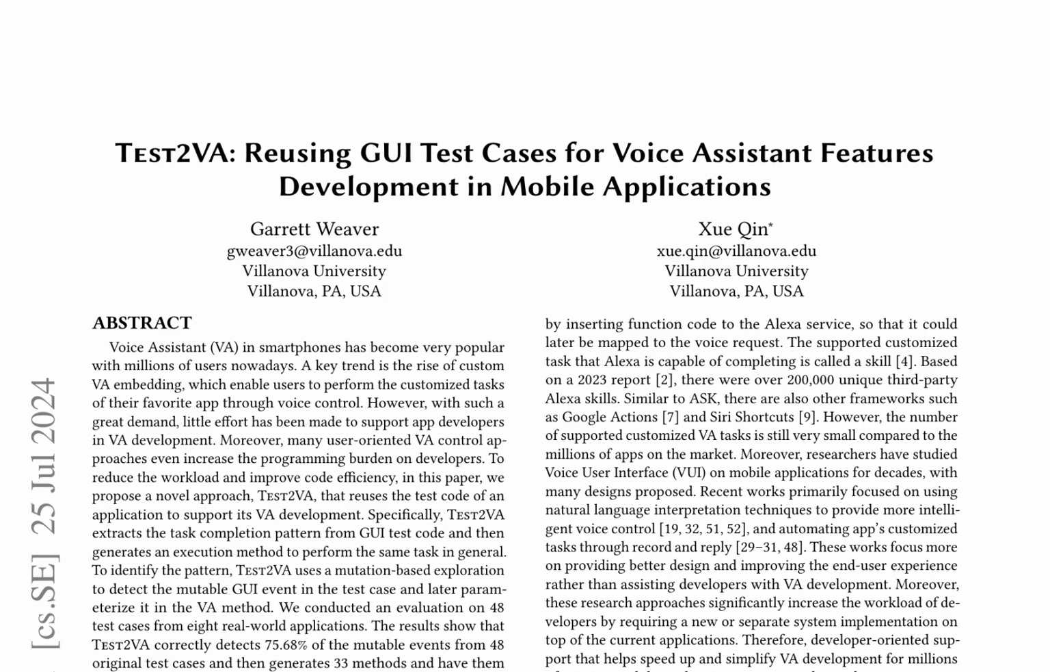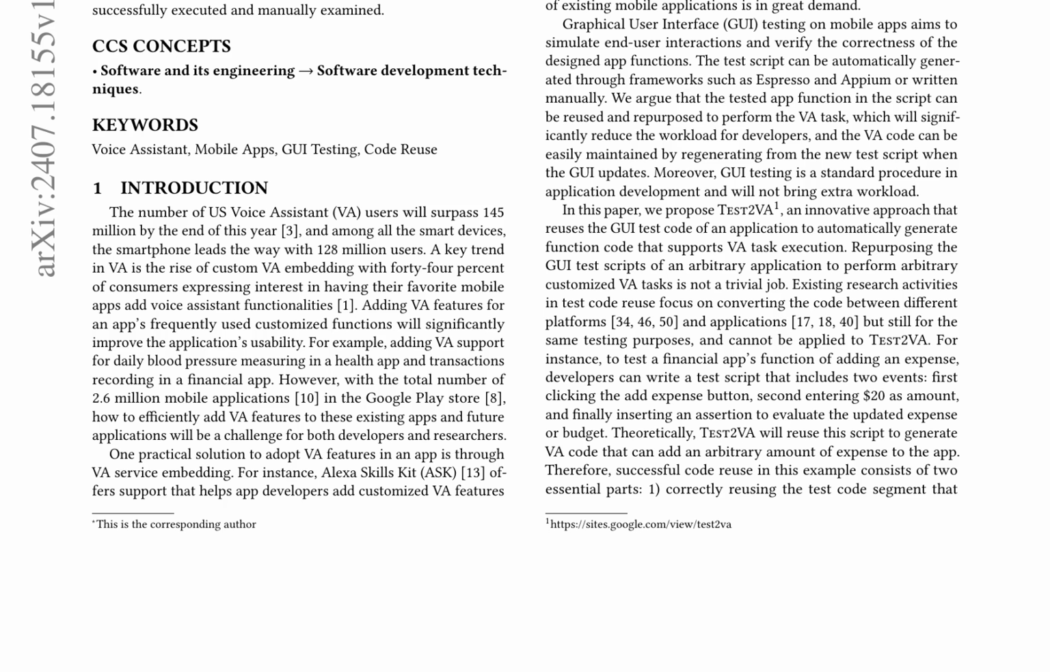efficiency. The proposed method involves identifying mutable GUI events within test cases and parameterizing them in VA methods. An evaluation of 48 test cases from 8 real-world applications demonstrated the effectiveness of this approach, with 75.68% of mutable events successfully detected and 33 VA methods generated. Manual examination of these methods confirmed their efficacy.